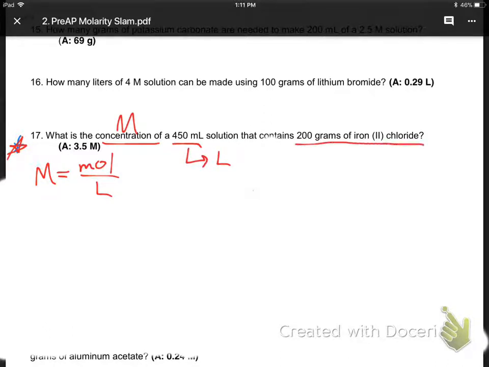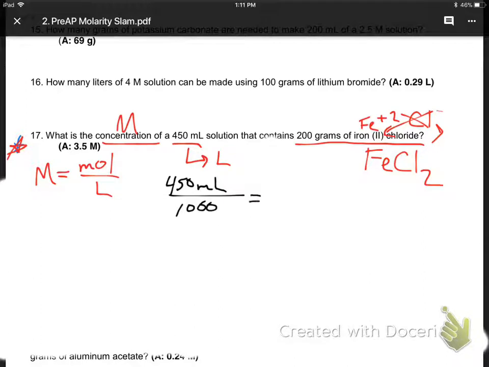That contains 200 grams of iron 2 chloride. Iron 2 chloride. Iron is Fe, and if that's positive 2, chloride is Cl negative. So switch our charges, and I got FeCl2. Yep. All right. Now, let's start solving, but the problem is I don't got moles or liters. So this one takes a little bit of conversions to do. So first, let's just quickly solve to liters. So 450 milliliters divided by 1,000 equals 0.45 liters.